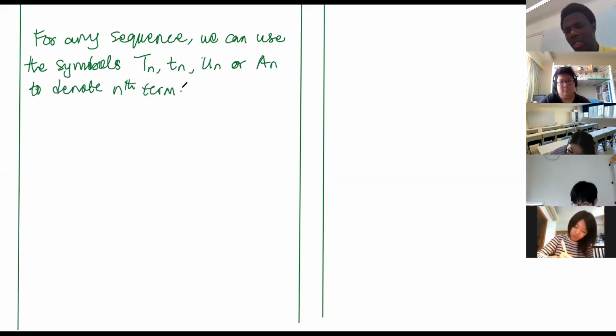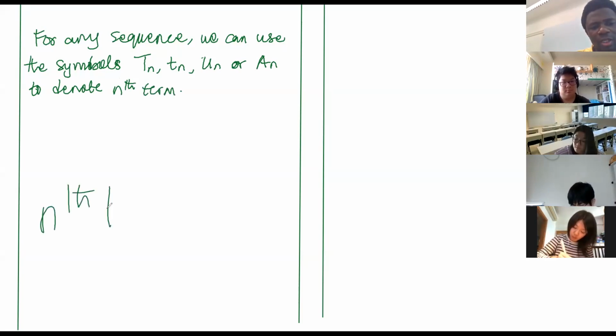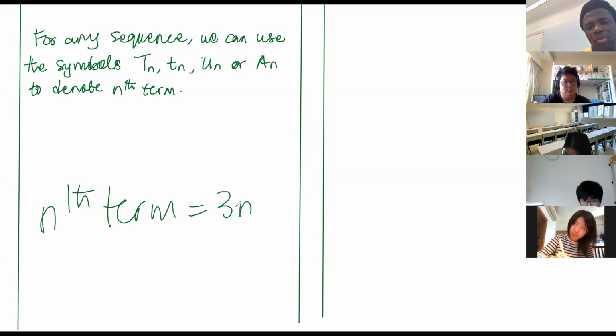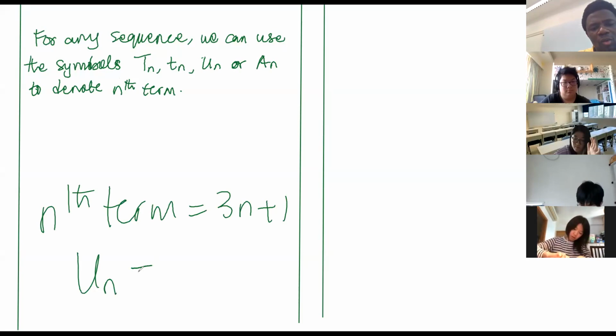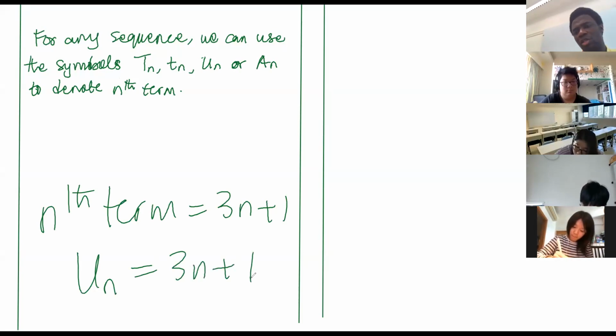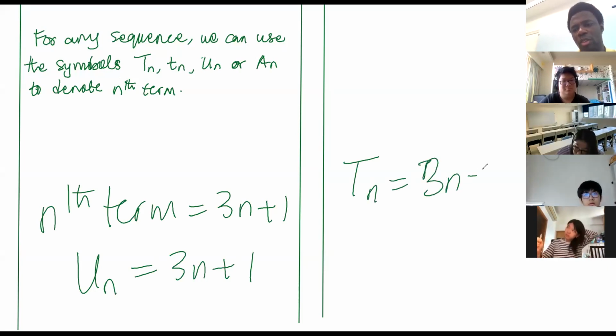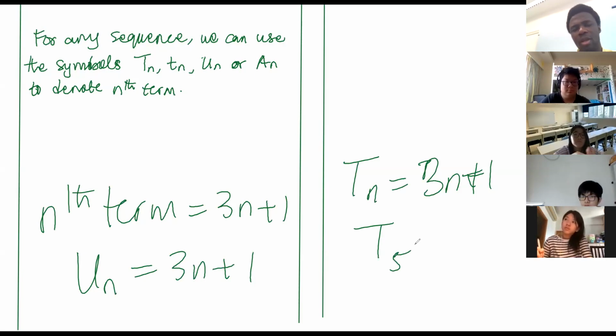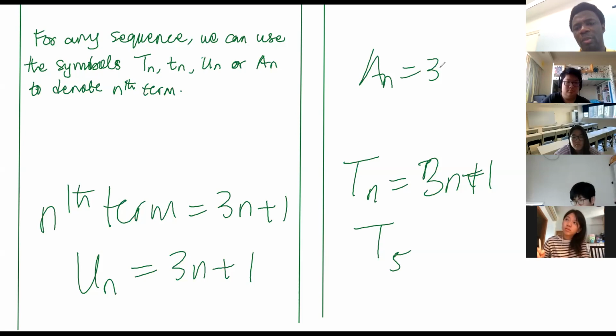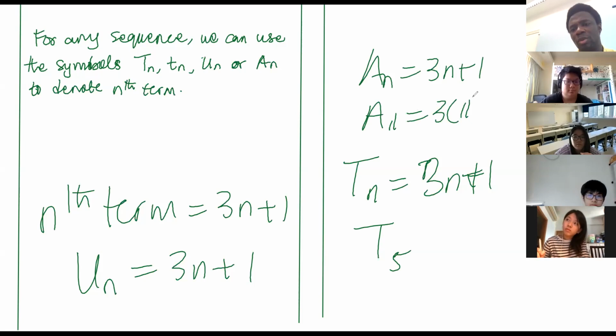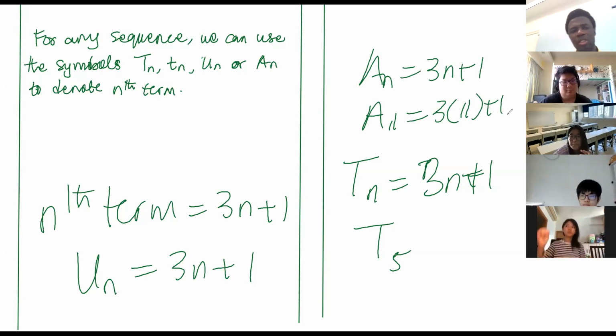Okay, I'm sure we are familiar with nth term. So something like the nth term is equal to maybe 3n plus 1. Remember this? So instead of writing nth term, we could just say un equals 3n plus 1. So you should know that the question is talking about the nth term. Or some question says tn is equal to 3n plus 1. So if you're talking about the 5th term, it will be t5. All right? Or it could be an is equal to 3n plus 1. So if I'm talking about the 11th term, then I say a11 equals 3 times 11 plus 1. Okay?